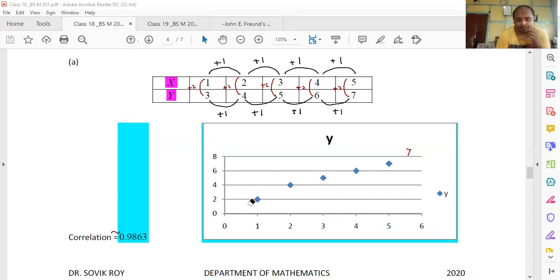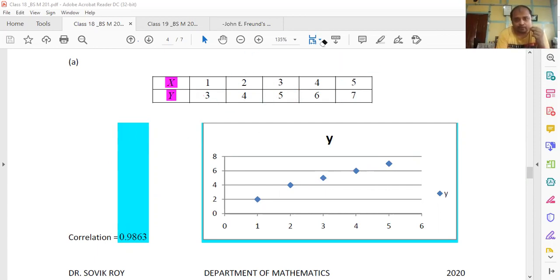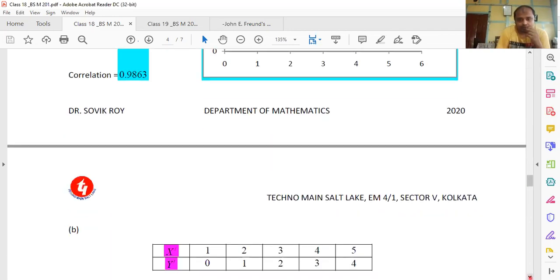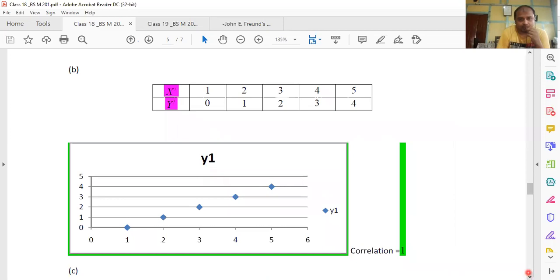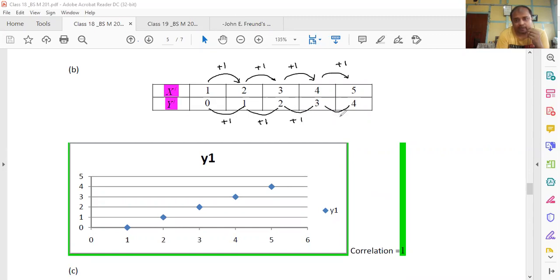Let me show you another example. Another example which I have considered over here is as follows. Just look at what is happening. Here you see that the jump of X is +1, here also +1, here also +1, here also +1. The jump of the items in the case of Y prime is +1, here it is +1, here it is +1, and here it is +1.